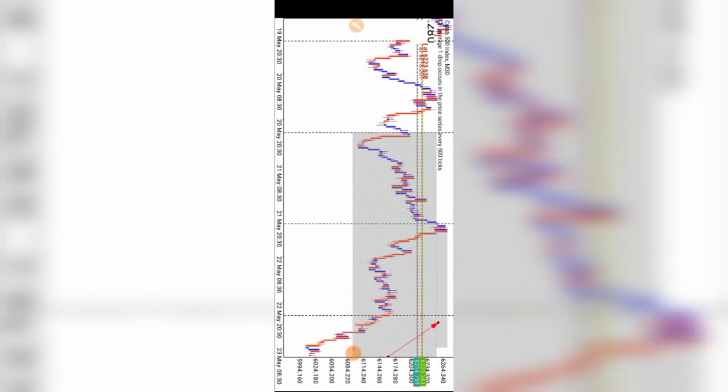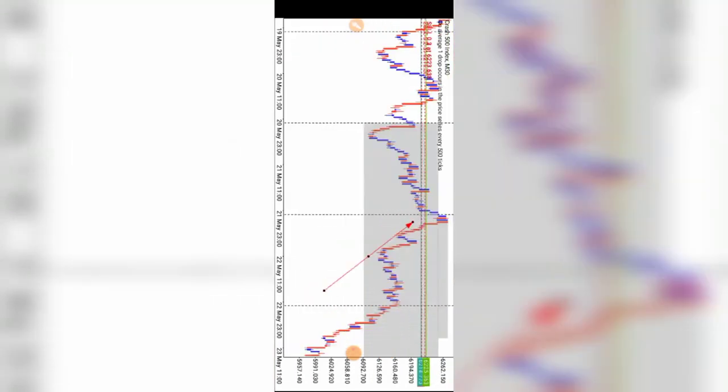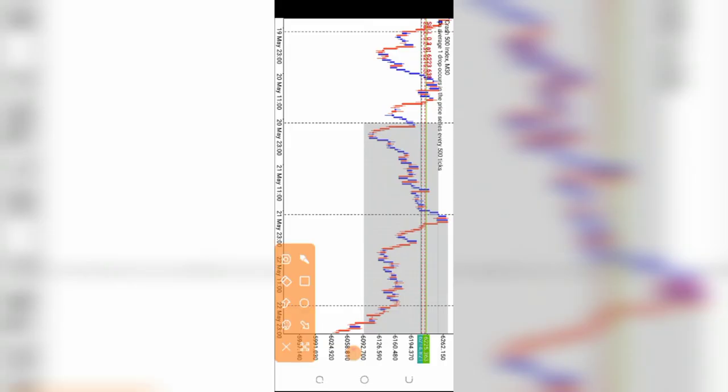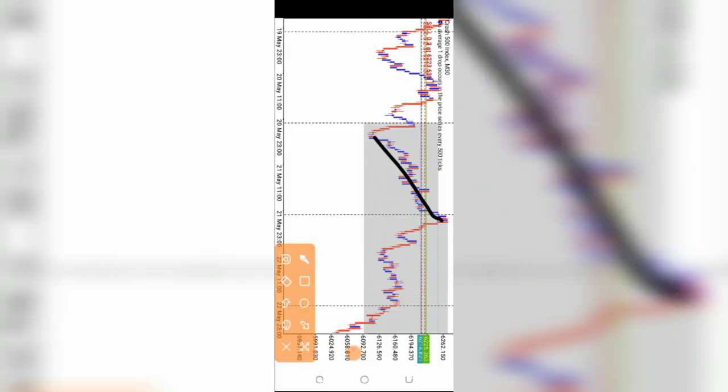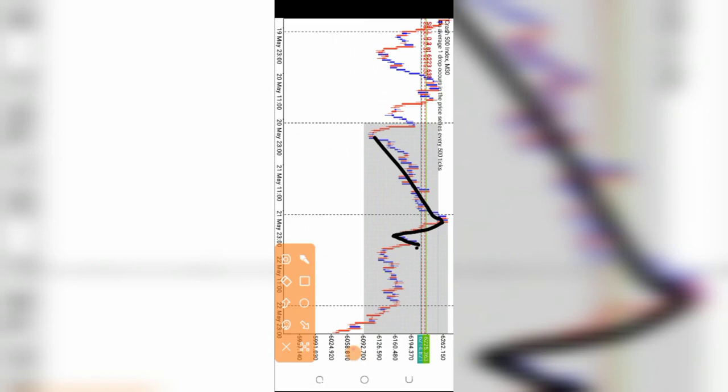So you can see I have 2 rectangles here. So this is my order block now. Now looking at this structure here, this is my higher high, higher low, higher high, higher low. Then we'll have this accumulation here.